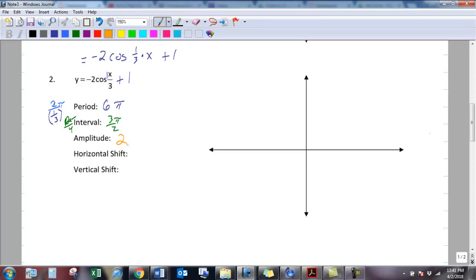All right, horizontal shift. Is this +1? Is that an h or is that a k? That is a k. So there's not a horizontal shift. If there was, it would be in parentheses. There's no parentheses here.